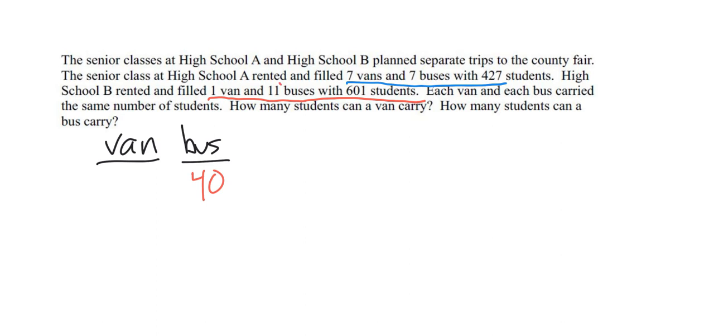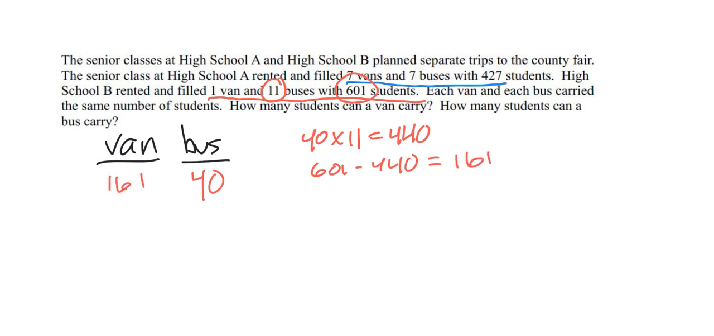So let's see. That means I have 11 buses for High School B. So 40 times 11 is 440. Now there's a total of 601 students in that high school. So that means that 601 minus 440 is, let's see, 500 would be 101, 161. So 161 students ride in a van, which seems unlikely. But let's roll with it.